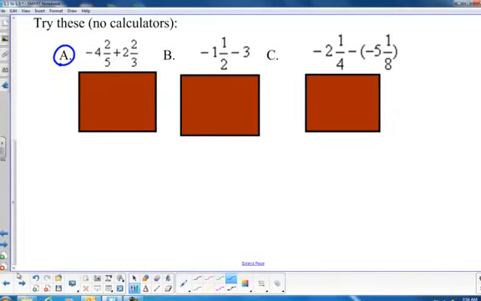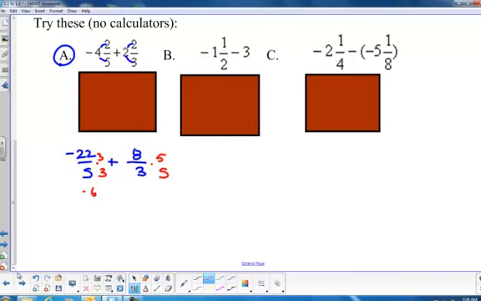Okay, I find it easiest if you make these improper fractions. So 4 times 5, I'm multiplying these two, is 20, plus 2 is 22. So I have negative 22 over 5. And then 3 times 2 is 6, plus 2 is 8. So I have 8 over 3. Now you need the least common multiple. So 3 and 5, I'm going to multiply this side by 3. I'm going to multiply this side by 5.